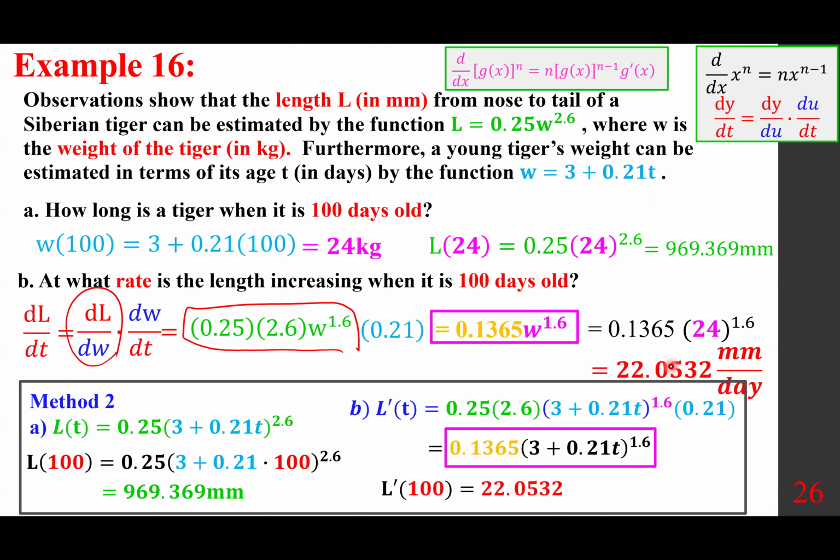So I hope it's clear to everybody. Two different ways: using Leibniz's notation, and finding the composite function and working on that.